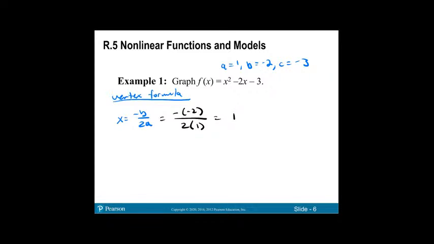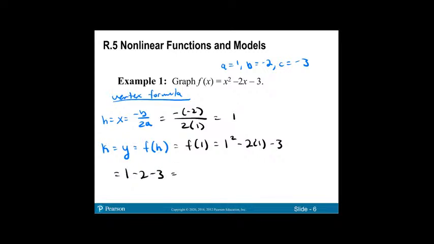That's our h. Then to find the k, which is the y-coordinate of the vertex, we're going to do f of h. In this case, it's going to be f of 1, which is 1 squared minus 2 times 1 minus 3. That's 1 minus 2 minus 3, negative 4. So then the vertex ends up being 1 comma negative 4, and our axis of symmetry is going to be x equals 1.